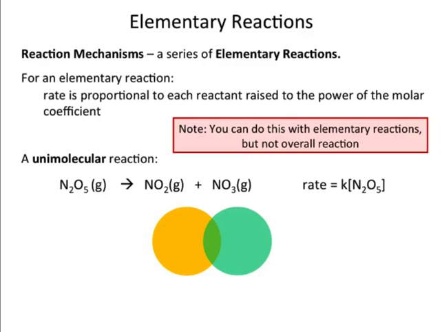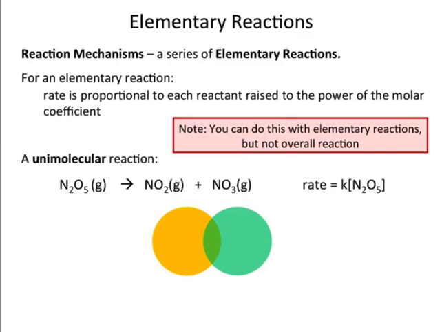The thing you may have been tempted to do before, you can do it now as long as it's an elementary step. And so you know it's an elementary step if either it's a piece of a proposed mechanism, or if we tell you this reaction occurs by a single elementary step. The little red box here is to remind you that you can't do this all the time. You can only do it for elementary steps or elementary reactions, whatever you want to call them.